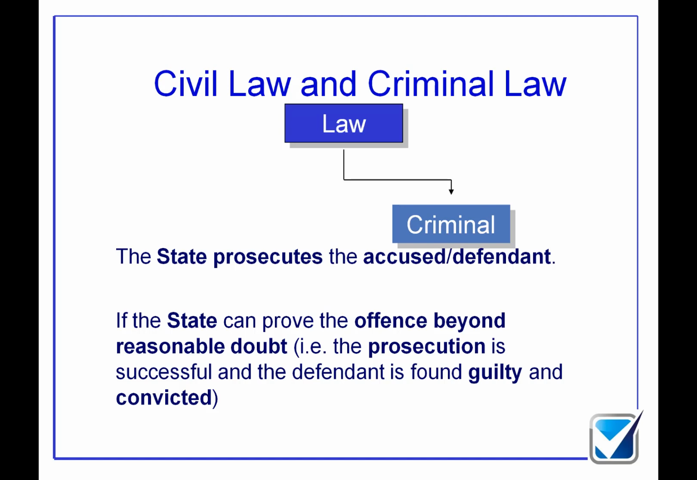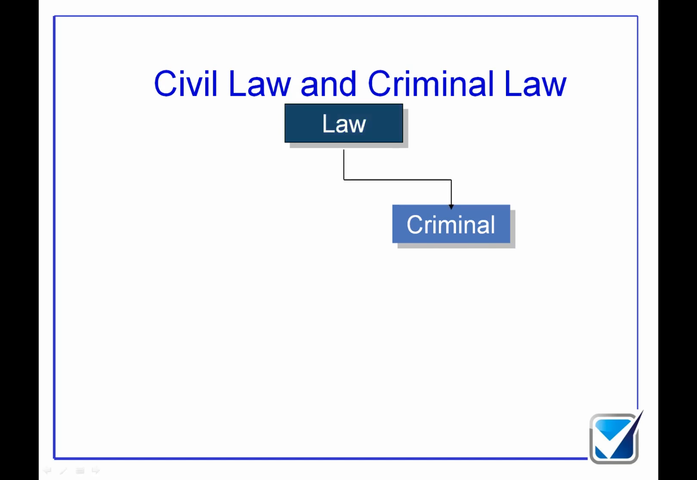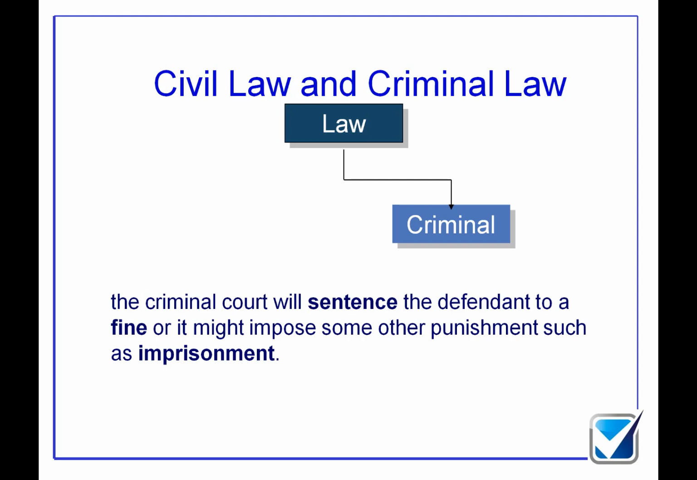If this accused or defendant is then found guilty, they will be convicted of an offence. If they are convicted of an offence, then we will sentence them to some sort of punishment. The punishment may potentially be a fine, or it could be imprisonment. So there's a couple of different issues here with regard to the criminal system. Punishment, beyond reasonable doubt, the state takes the action against the individual.